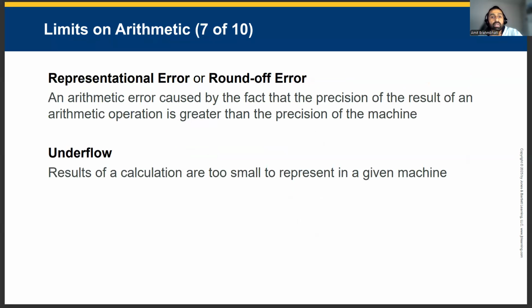In this slide, we encounter several important types of numeric errors. A representational error or round-off error occurs when calculated value has more precision than the machine can store, causing it to be rounded or truncated.